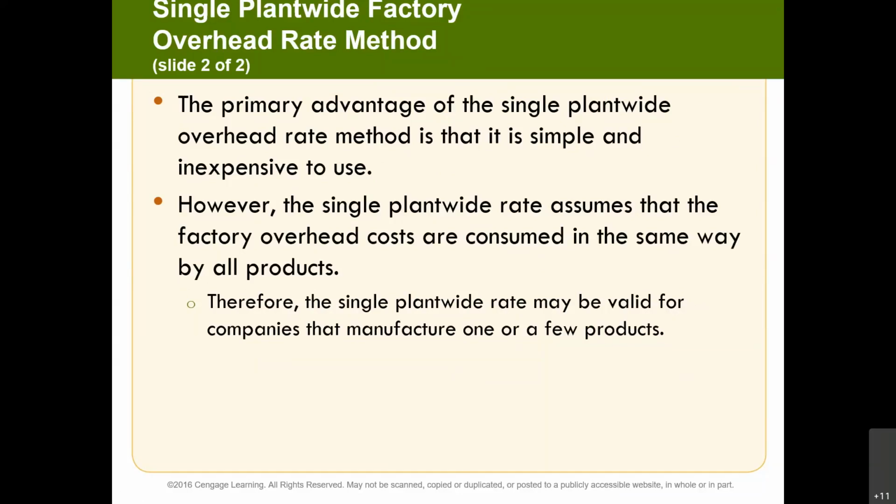Because if we're just applying one rate to all of these different products that we're manufacturing, it may not work the best for companies that have more than one product. And so the single plant-wide rate is really only beneficial for companies that manufacture one or very few products. For companies that manufacture more than one type of product, other methods would be a bit more beneficial, like the department rate or the activity-based costing method.